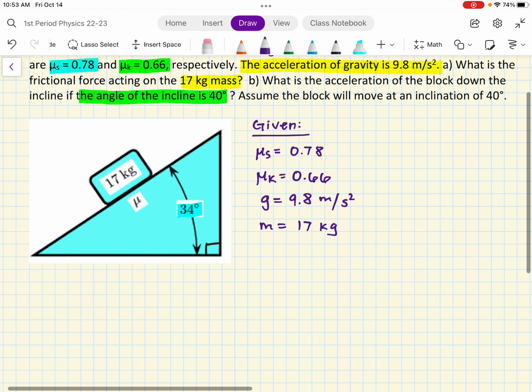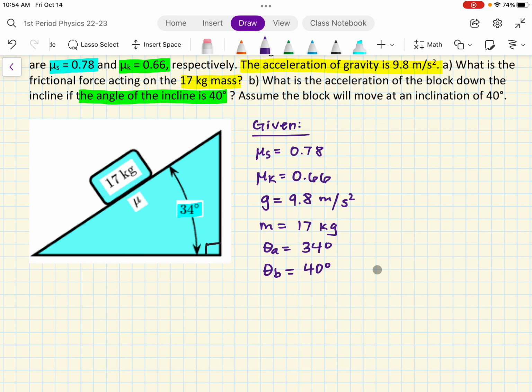And then I'll have theta 1, or let's call it theta A, just to show that that's the angle we're going to use for question A. Theta A is going to be 34 degrees. Then theta B is going to be 40 degrees. So this is the angle for question A, and this is the angle for question B.